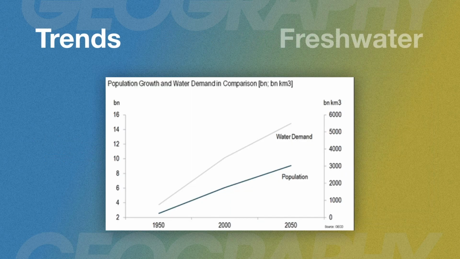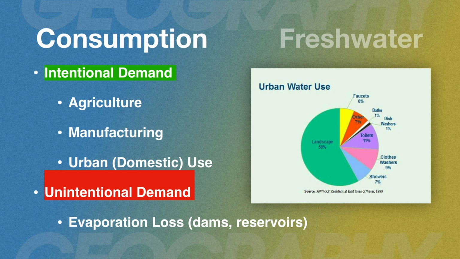Some global trends here: as our population is increasing, our water demand is increasing even faster. We consume fresh water either intentionally, through agriculture, manufacturing, and domestic use, or unintentionally, where we lose it to evaporation, and that's through things like dams and reservoirs.